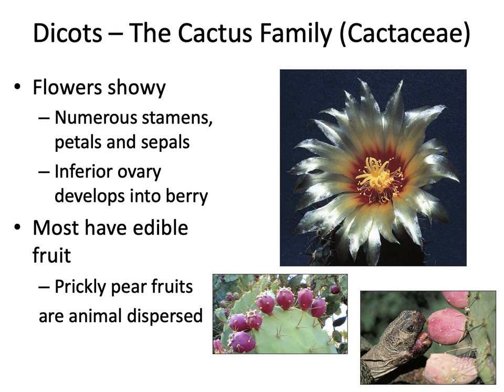Cactus flowers are usually very showy, with numerous stamens, petals, and sepals, and an inferior ovary that develops into a berry. Most members of the cactus family have an edible fruit. For example, prickly pear fruits are animal dispersed. Here we can see a picture of a land tortoise eating one of those fruits, and then of course later on they'll poop out the seeds to disperse.